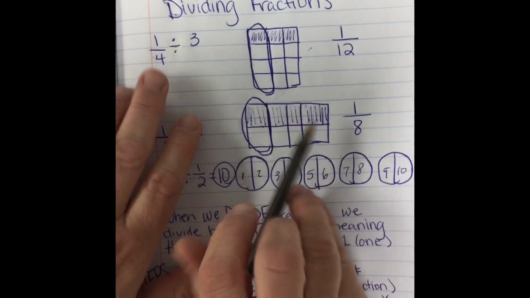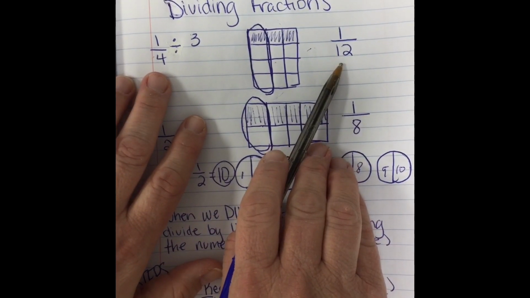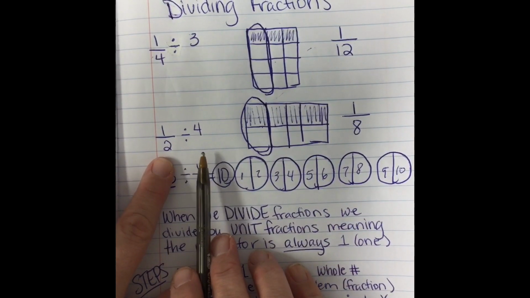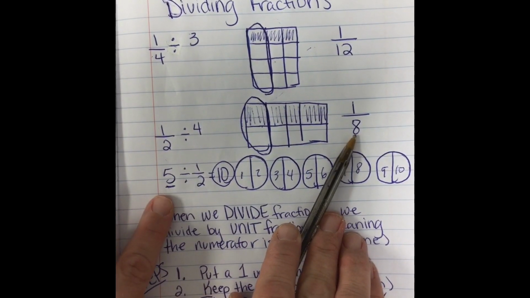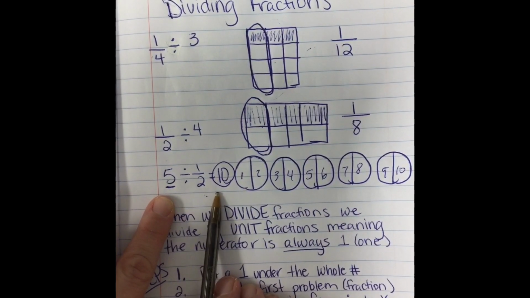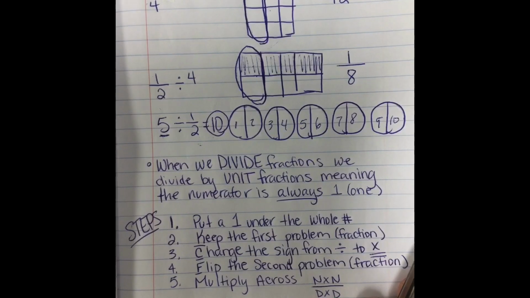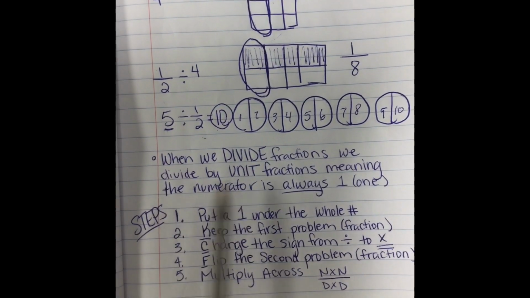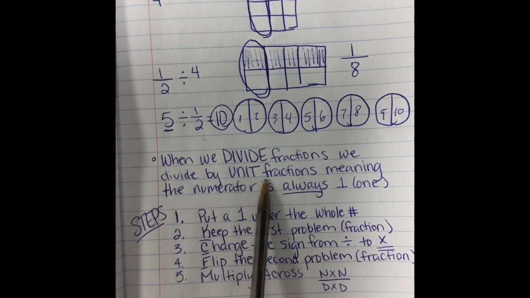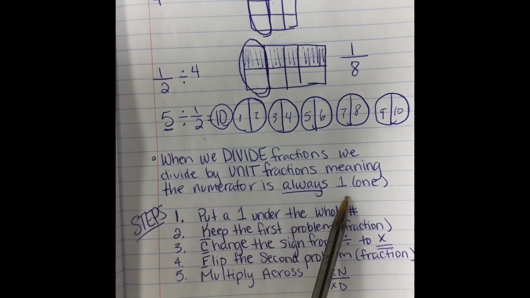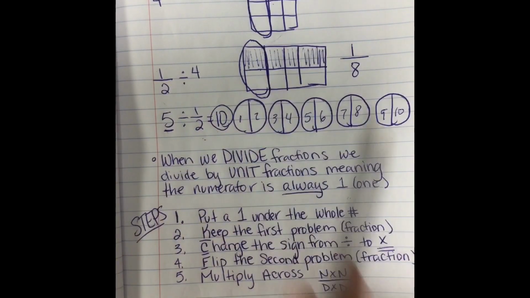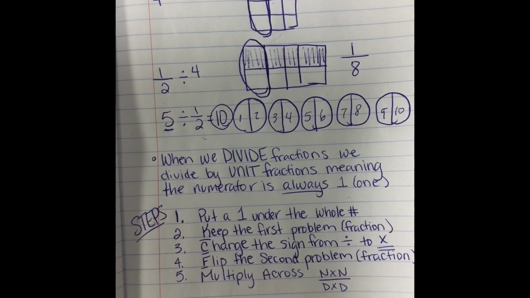Okay, so notice that I started with a fraction and I ended with a fraction. Started with a whole number, ended with a whole number. Okay, all right. So here's the notes I want you to write down. It says, when we divide fractions, we divide by unit fractions, meaning the numerator is always 1. Just like I said, if you see a word problem, and it says the fraction is 2/3 and then the whole number is like 4, that's going to be a multiplication problem. It will not be a division problem.